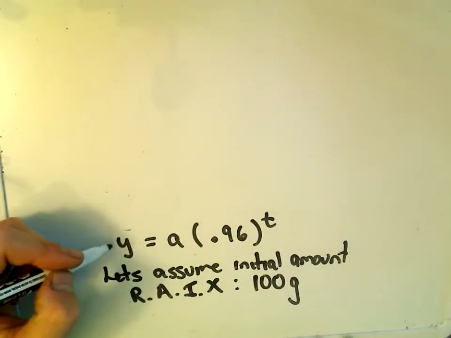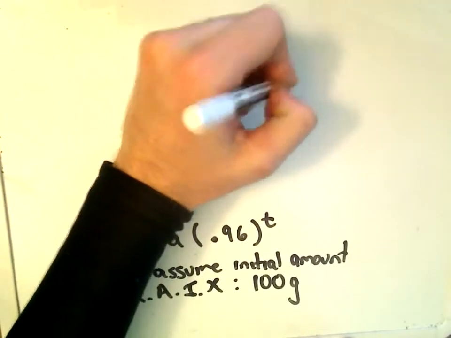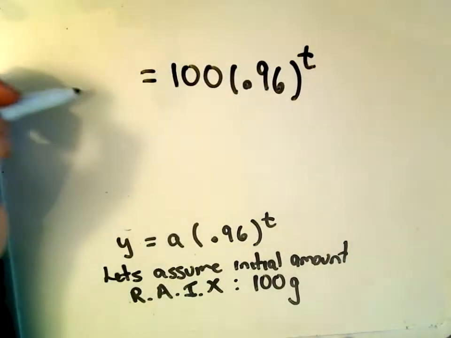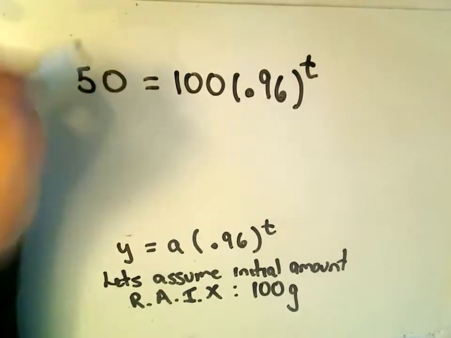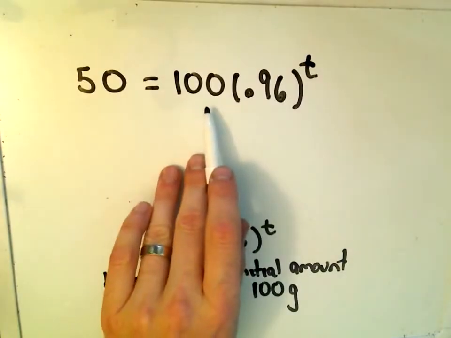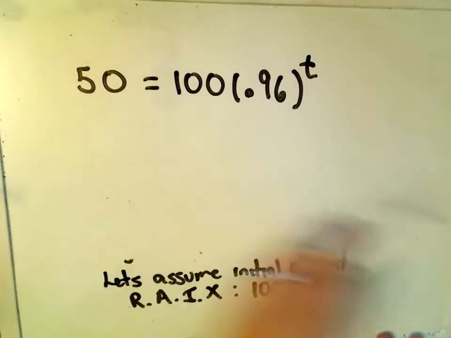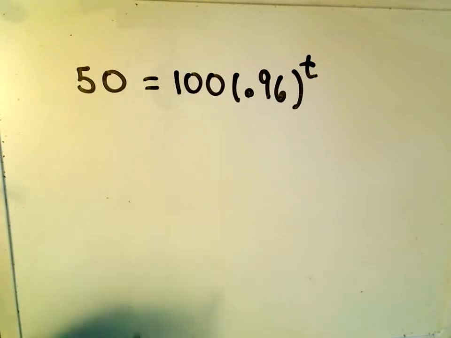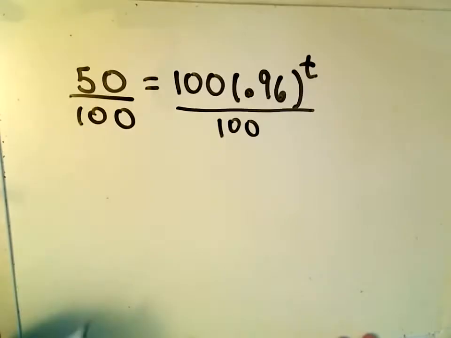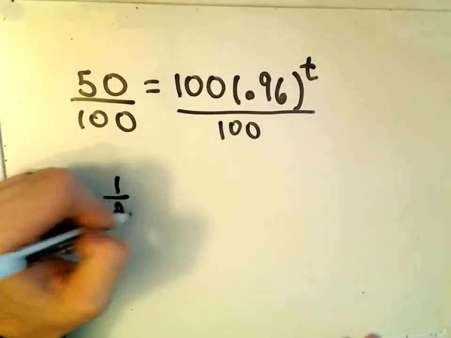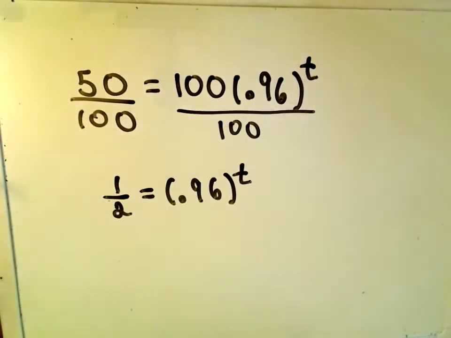Okay, so now the problem that we're going to have to solve is, again, y is the amount after some time t. If we start with 100 grams, we still have our 0.96 raised to the t. Now if we want to have half of the original amount, half of 100 would simply be 50. So we start with an initial amount of 100, we end up with 50 grams, and we want to know the time required. So this is the equation that we're going to have to solve. The first thing I would do is divide both sides by 100. 50 over 100 is 1/2, equal to 0.96 raised to the t power.